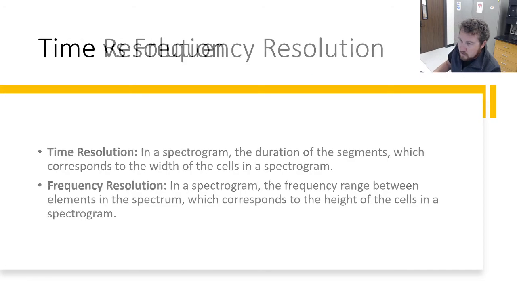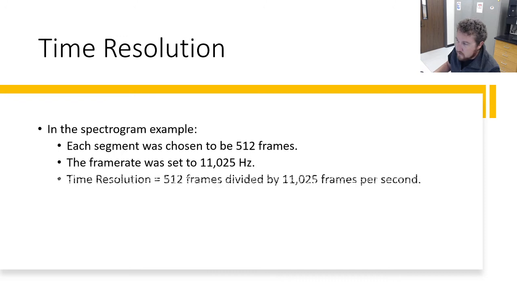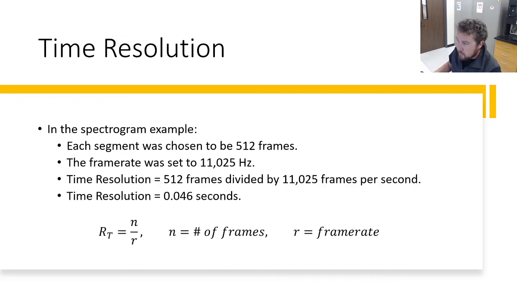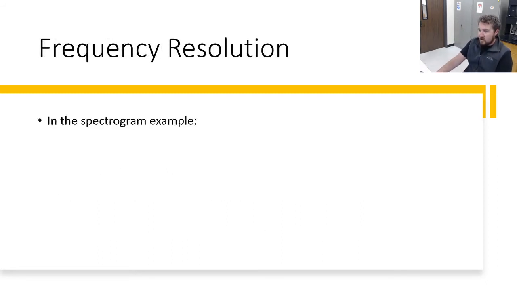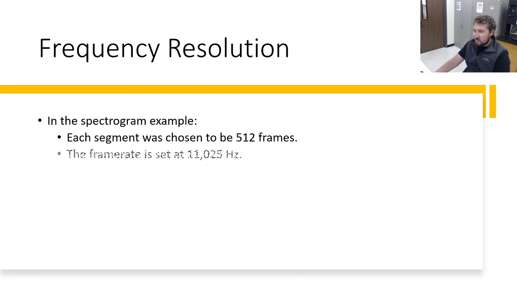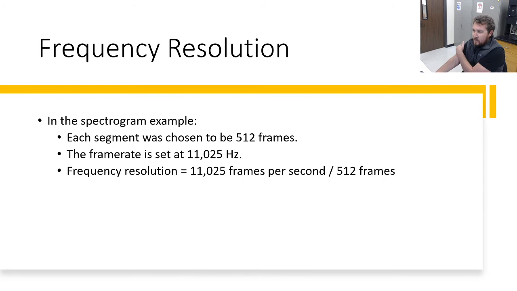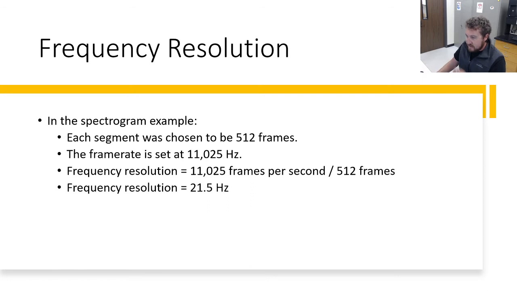All right. Let me click back through all of these again. So there we go. Time resolution is number of frames divided by the frame rate. Let's talk about frequency resolution. In the same example, we still had 512 frames and a frame rate of 11,025 hertz. The frequency resolution, though, is frames per second divided by frames. So 11,025 frames per second divided by 512 frames gets us a frequency resolution of 21.5 hertz.